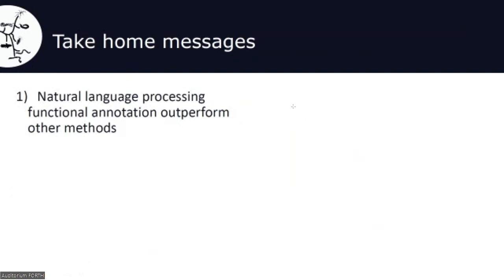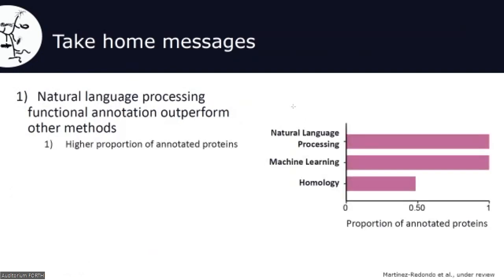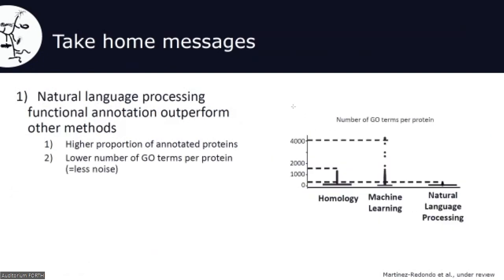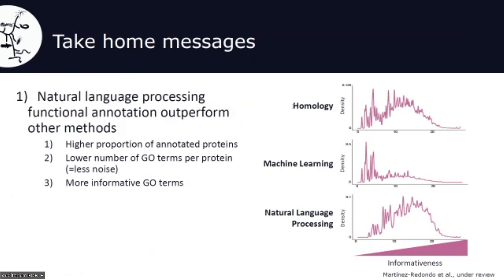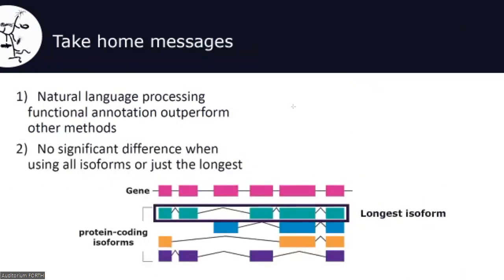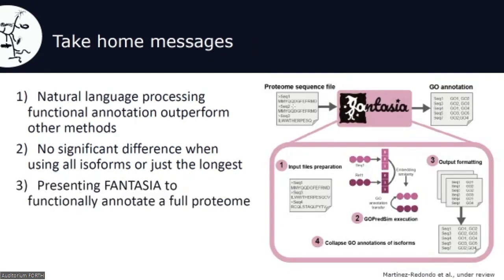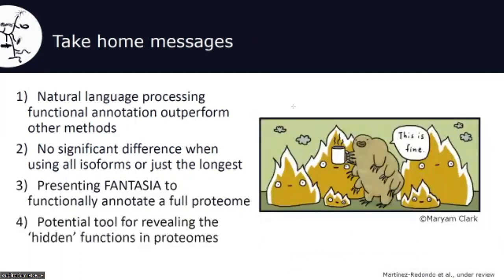So just to summarize, natural language processing models outperform other methods like deep learning because they have more annotated genes, they have fewer GO terms, and they are more informative. One thing I didn't talk about is that there's no difference when you use just the longest isoform for each gene, or if you use all of them together. I presented to you this pipeline, FANTASIA, and it can be a potential tool for revealing hidden functions, or at least a starting point to know these hidden functions.